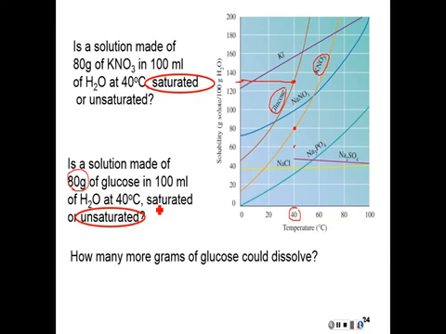So how many more grams of glucose could dissolve? Well, let's see. We only put in 80, and we said maybe about 130. So I would say 130 minus 80, we could dissolve 50 more grams.